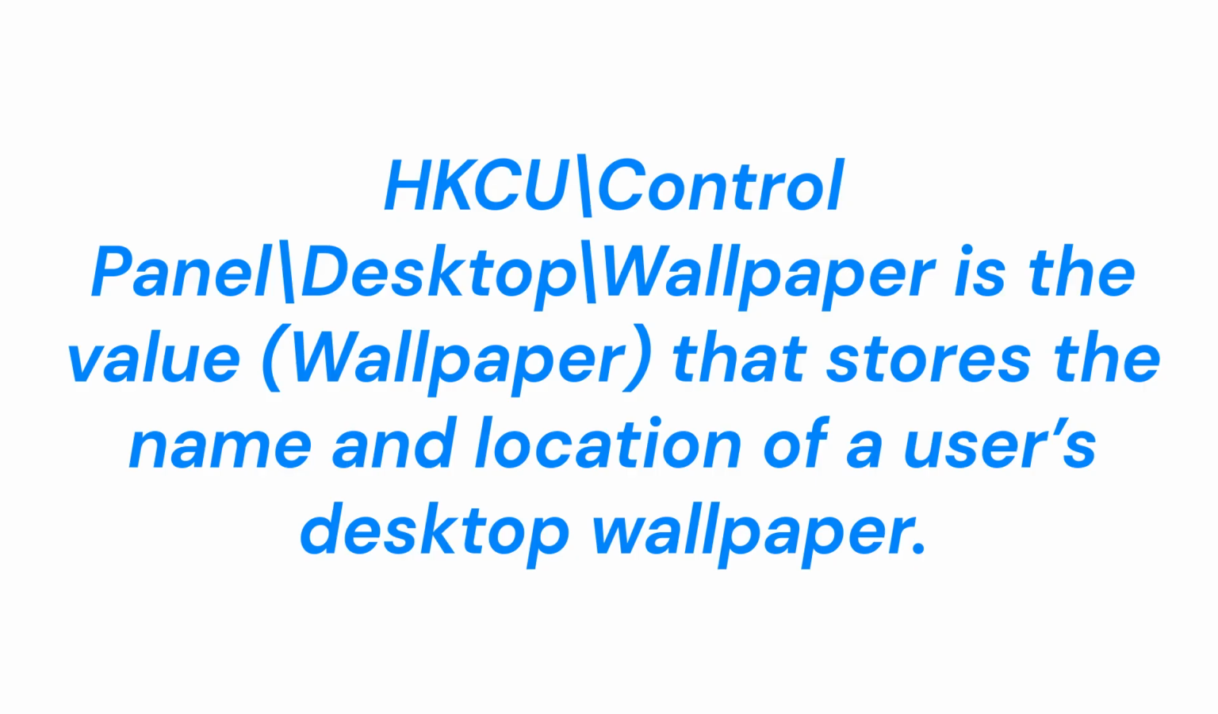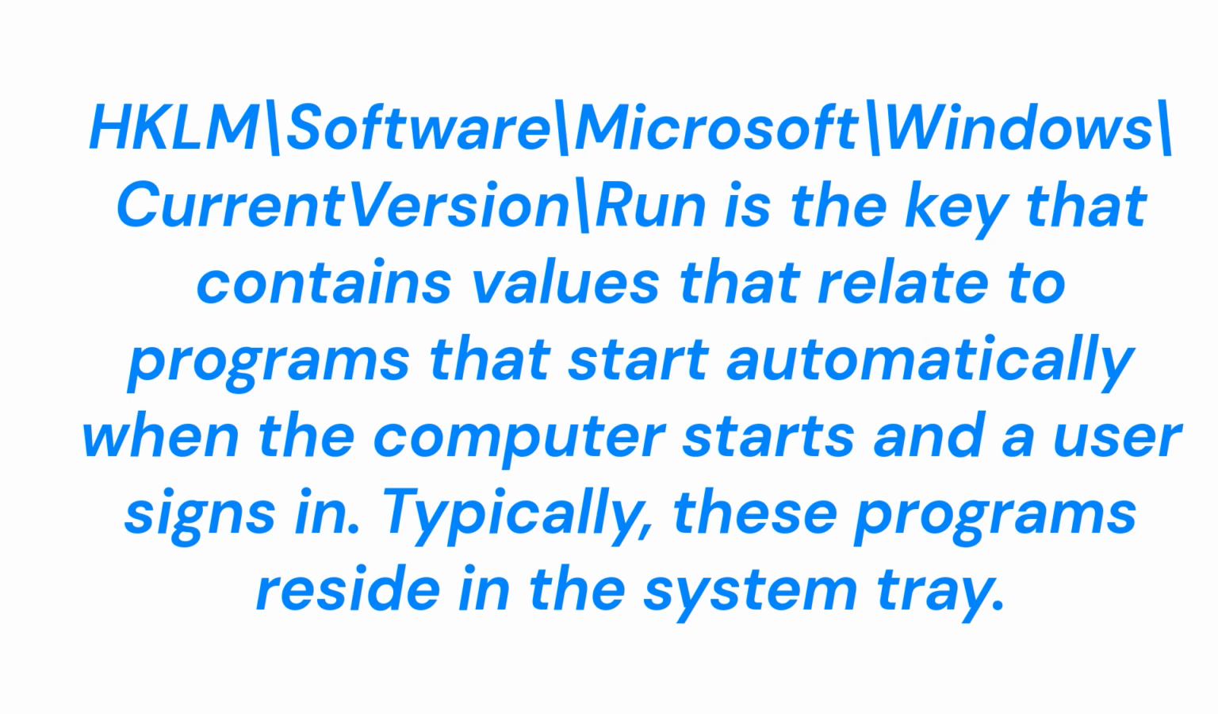You can specify a path name by declaring the appropriate hive, key, subkeys, and value, as the following example shows. HKCU\Control Panel\Desktop\Wallpaper is the value, Wallpaper, that stores the name and location of a user's desktop wallpaper. HKLM\Software\Microsoft\Windows\CurrentVersion\Run is the key that contains values that relate to programs that start automatically when the computer starts and a user signs in. Typically, these programs reside in the system tray.